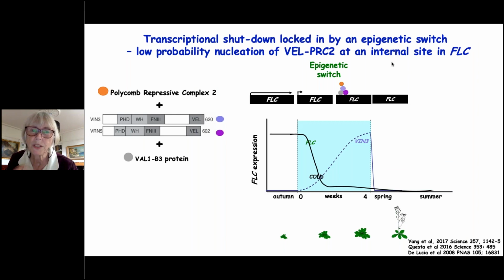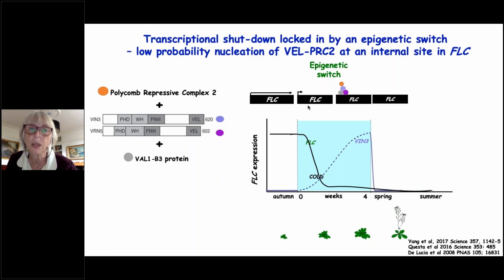The second step that we defined was through the genetics, looking for factors required for this silencing of FLC during the cold. We did a forward screen and identified a need for Polycomb Repressive Complex 2, a well-known chromatin modification complex, but also two proteins we now call PRC2 accessory proteins, VIN3 and VRN5. These are homologous proteins with these protein domain structures shown here. They associate together in the cold and, guided by the DNA binding protein VAL1, nucleate at a specific site internally in the gene, covering about 2 to 3 nucleosomes downstream of the transcription start site.